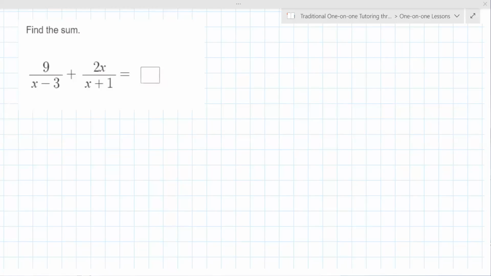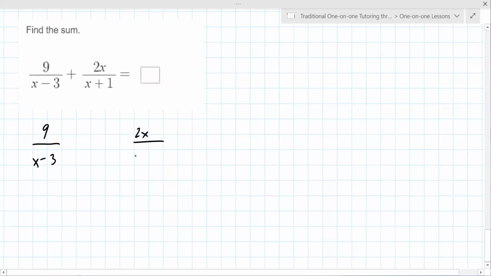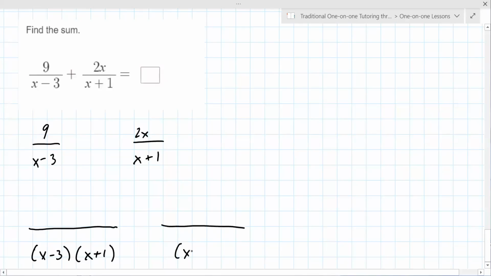All right, so here we go. Let me try this another way here. 9x minus 3, 2x, x plus 1. So the least common multiple of the denominators is x minus 3 times x plus 1. It's just these two multiplied together.